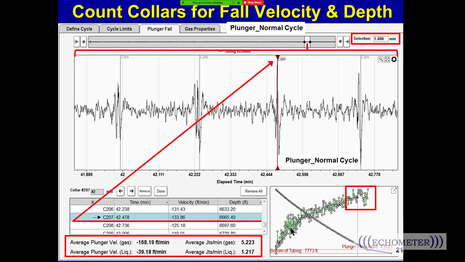And so this little graph shows all these different measured plunger fall velocities versus time. It shows the fall depth through the gas, and then depth through liquid. And it shows the plunger at liquid at that depth, and the plunger's on bottom at that point in time right there. And if we click on this arrow, it'll expand this graph and we can see it in more detail.